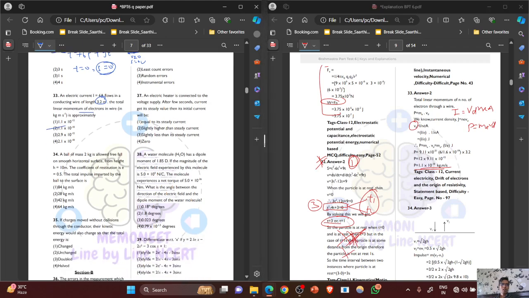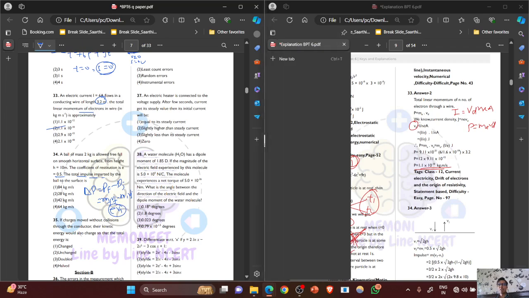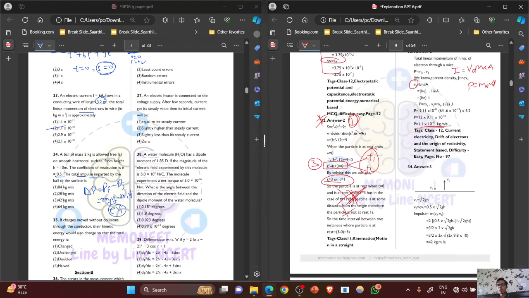Question number 35. A ball of mass 2 kg is allowed to free fall on a smooth horizontal surface from a given height. The coefficient of restitution is given, and we need the total impulse. It's again a simple question. Impulse is given by the change in momentum. Change in momentum means P final minus P initial, which is m v final minus m v initial. V final is e times v initial. The direction is opposite, as you can see in the solution. First the ball goes in this way, then it will rebound. So v2 will be e times v1. Simply you get v2 and v1, then calculate the impulse as the change in momentum. That will be your option number third.